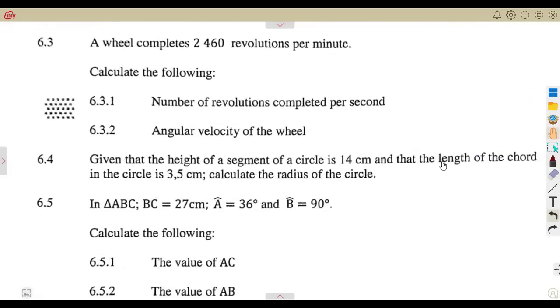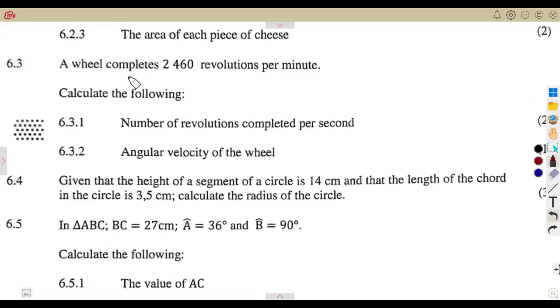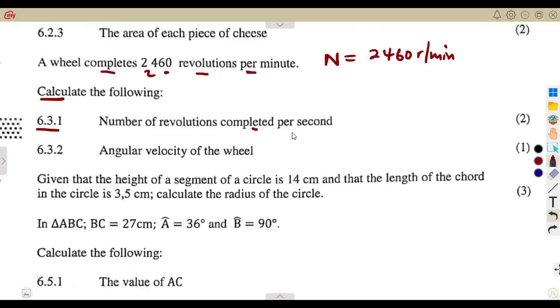6.3, we are given, in this case, a wheel that completes 2,460 revolutions per minute. So we've got the speed in revolutions per minute. Calculate the following. 6.31, the number of revolutions completed per second. Guys, from per minute to per second, we are simply dividing by 60. So that gives us 41 revs per second.